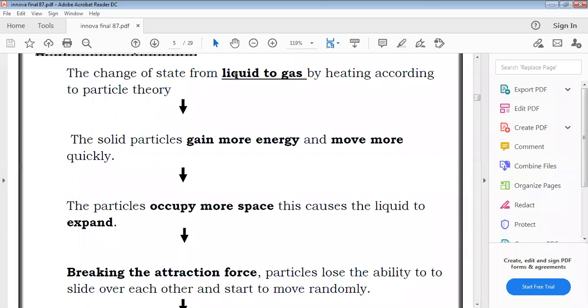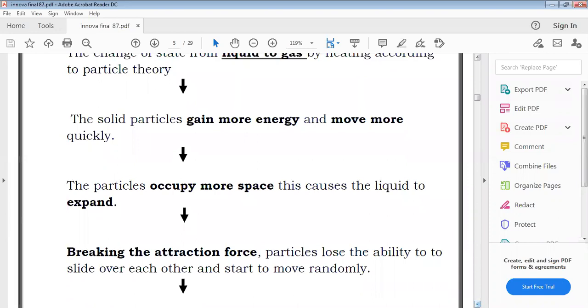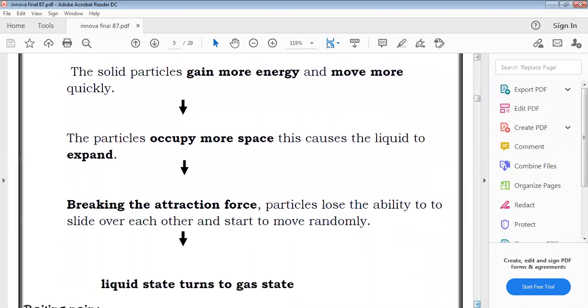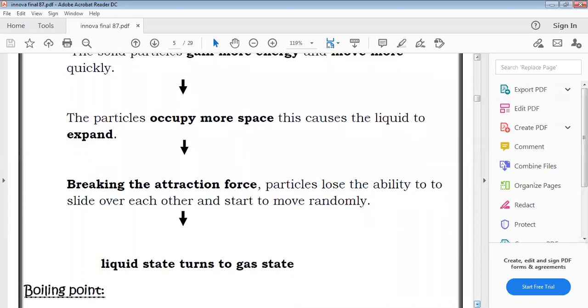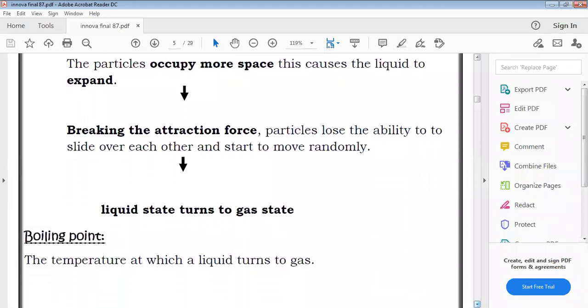The change of state from liquid to gas by heating, according to the particle theory: the liquid particles gain more energy and move quickly. The particles occupy more space and the liquid expands, breaking the attraction force. The particles lose the ability to slide over each other and move randomly. The liquid state turns to gas state. Is it clear, Hur? Yes.